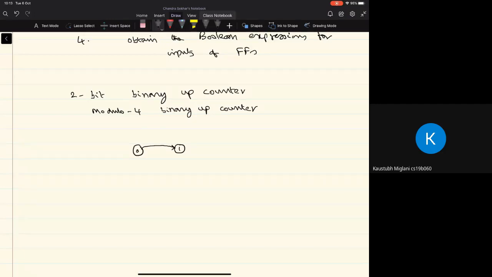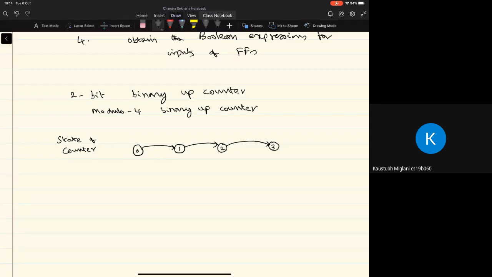And if the current value of the count is 1, it will go to the next count value, that is 2, right? And whenever its current value is 2, when the control signal comes again, then it will go to the next count value, which is 3, right? So each circle here indicates the state of the counter. And the value that's written in the circle denotes the current value of the counter, right?